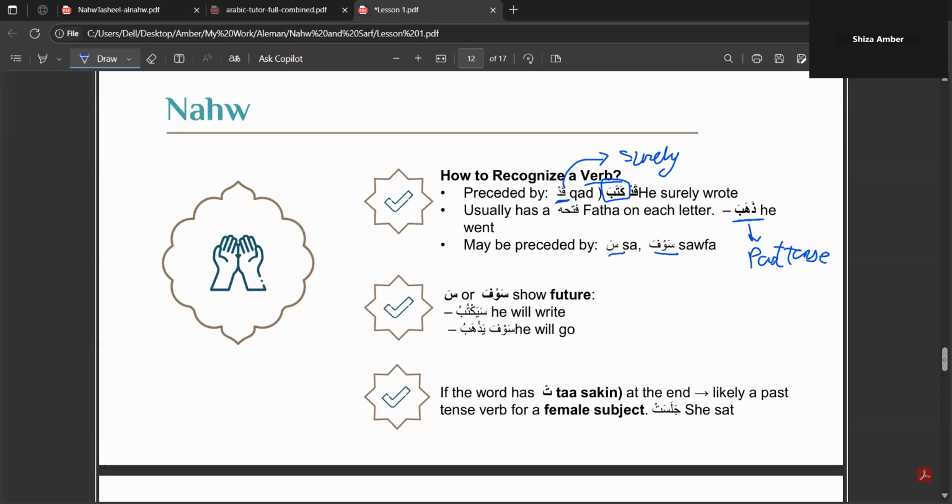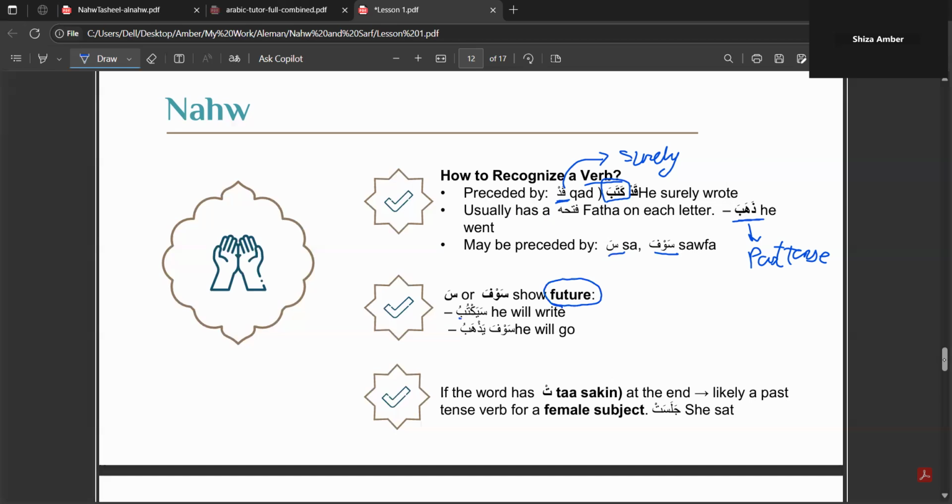It might have qad, it might have fatha, or it may be preceded by seen or sawfa. So now this seen or sawfa will show you the future. If there is a seen or sawfa before a word, then you will automatically understand that Allah Ta'ala is talking about the future tense. With seen or sawfa attached before a word, you need to understand that Allah Ta'ala is talking about the future tense.